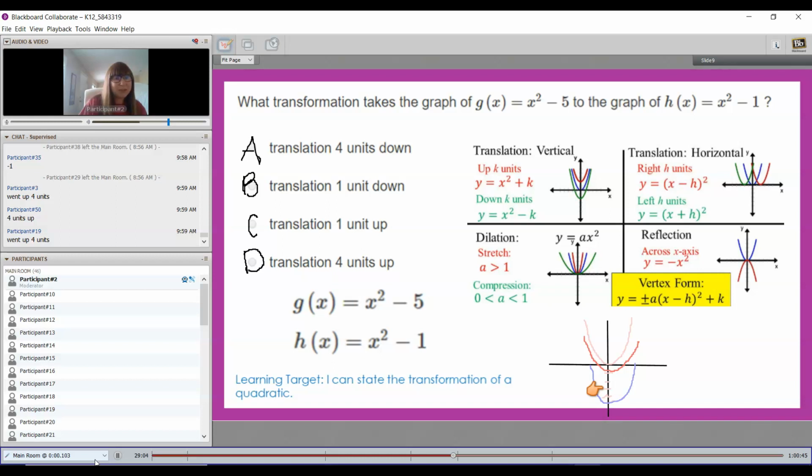We had 16 people answer this one correctly too. All right, so we're hanging in there. Did anyone use Desmos to see it again?